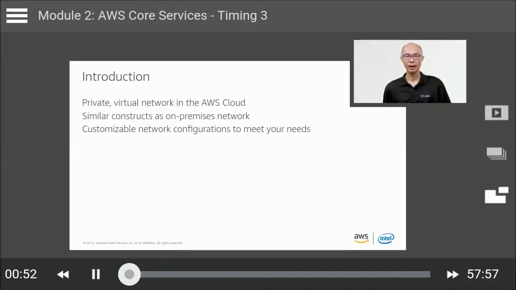Amazon Virtual Private Cloud, or VPC, allows you to create a private network within the AWS cloud that uses many of the same concepts as an on-premise network. But much of the complexity of setting up a network has been abstracted without sacrificing control, security, and usability.